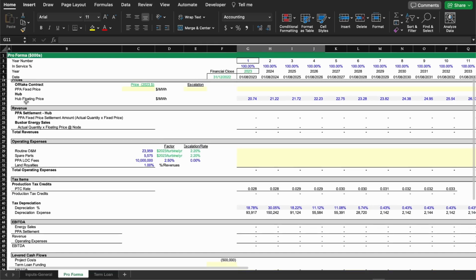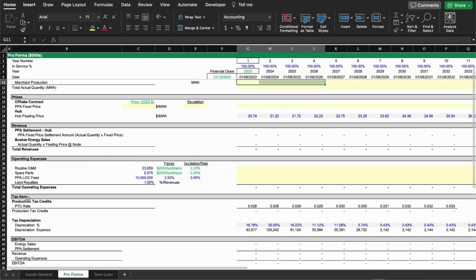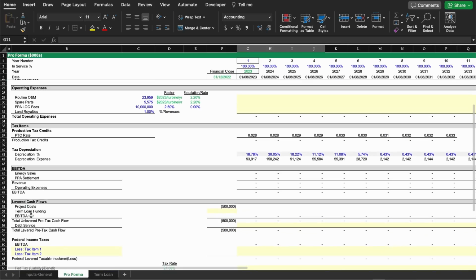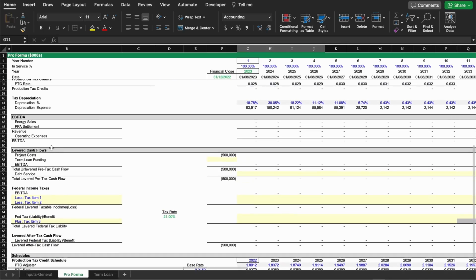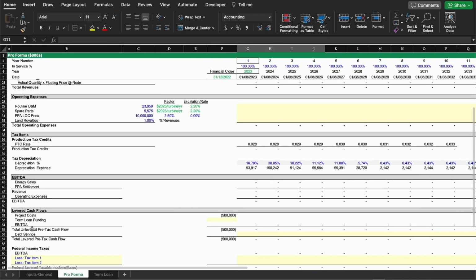So we have the revenue, we have the production, price, revenue, everything very straightforward, operations, tax, EBITDA, and then what they call here leverage cash flows. And we have some schedules here for tax credits, production tax reduction, right? Okay, that's cool. So that's what we have in here. And then last we have term loans.